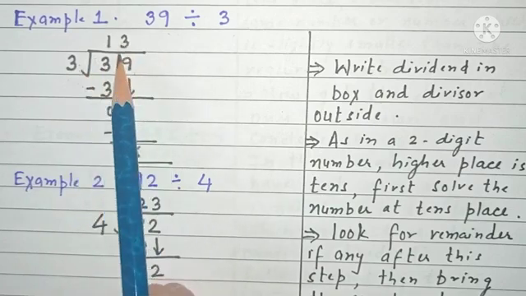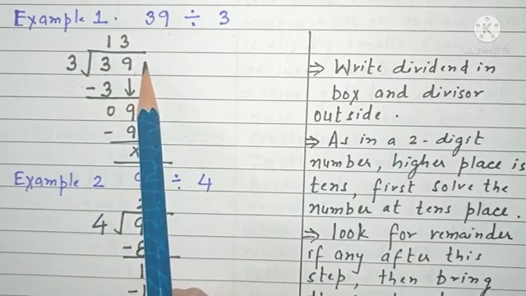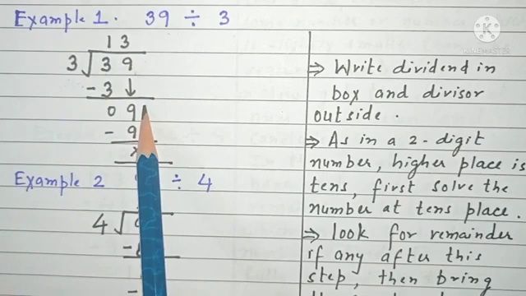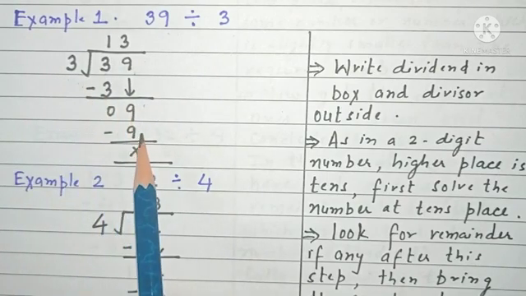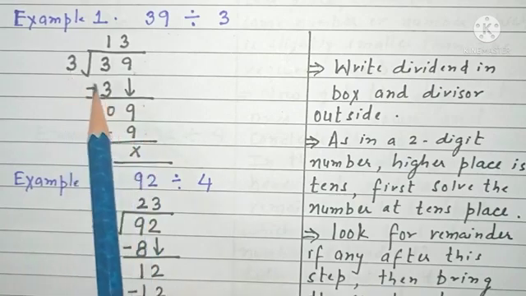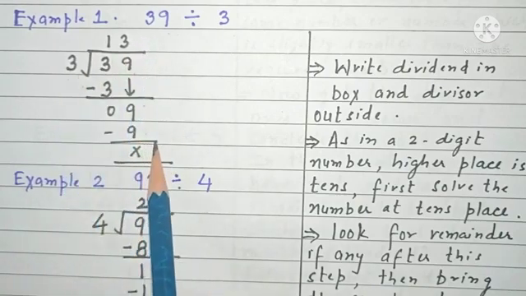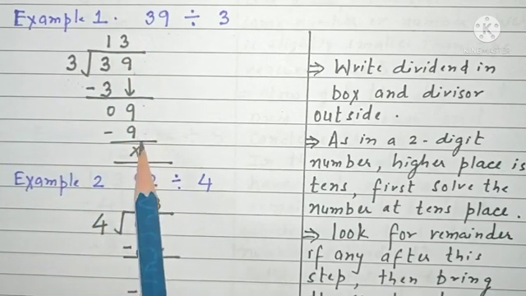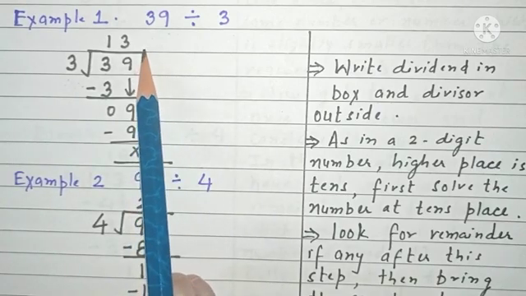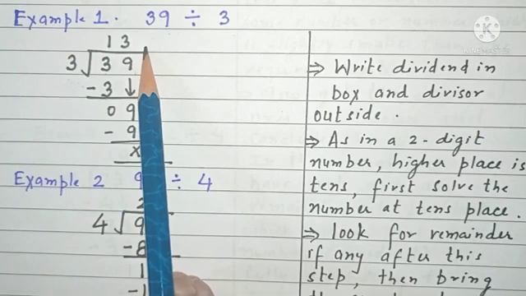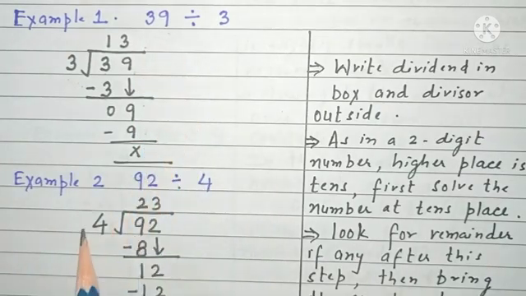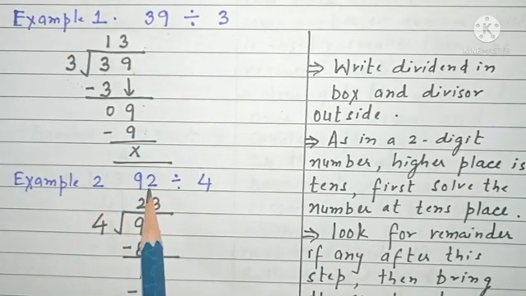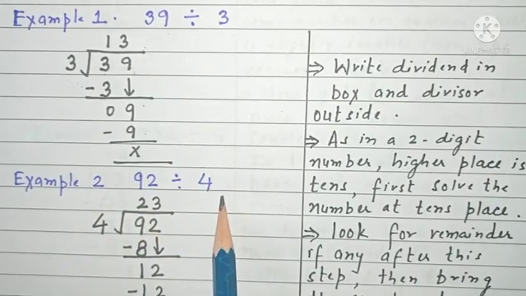So 3 ones is 3. Now putting 9 down, and we will look for the table of 3, and we will look for 9. So in the table of 3, 3 3s are 9. So here 9 minus 9 is 0. So this 39 divided by 3 gives us the answer. The quotient is 13. So now solving example number 2, 92 divided by 4.